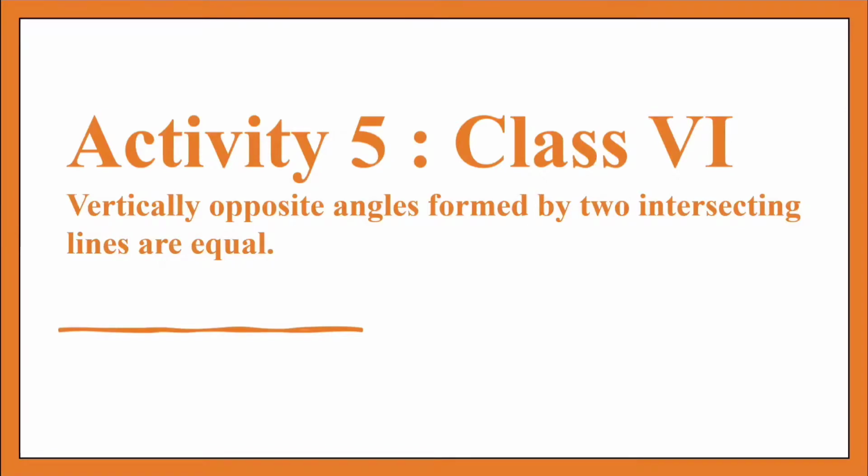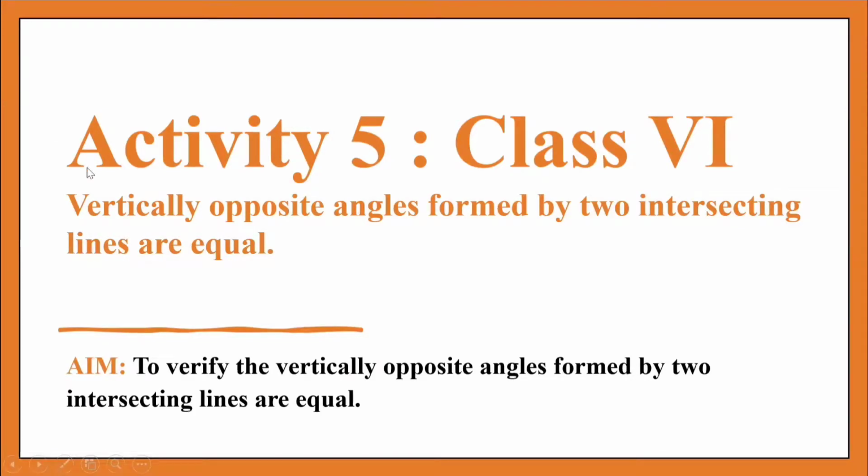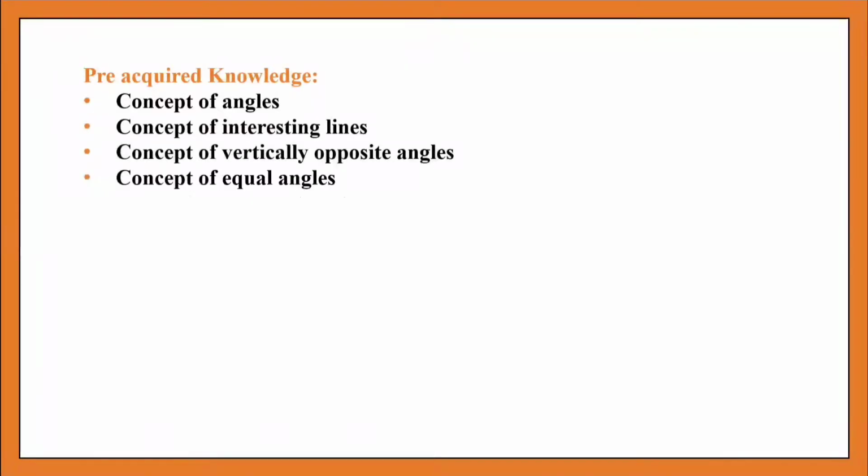The vertically opposite angles formed by two intersecting lines are equal. The aim of the activity is to verify that the vertically opposite angles formed by two intersecting lines are equal. What is the pre-acquired knowledge for this? We need to know the concept of angles, the concept of intersecting lines, the concept of vertically opposite angles, and the concept of equal angles.